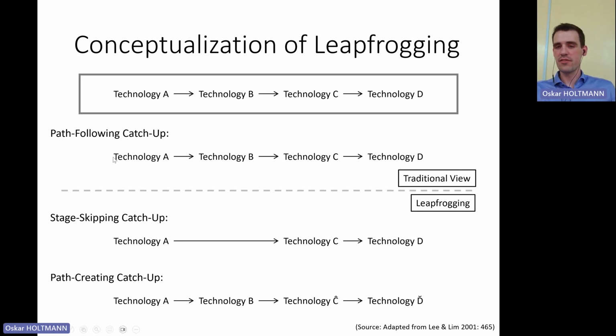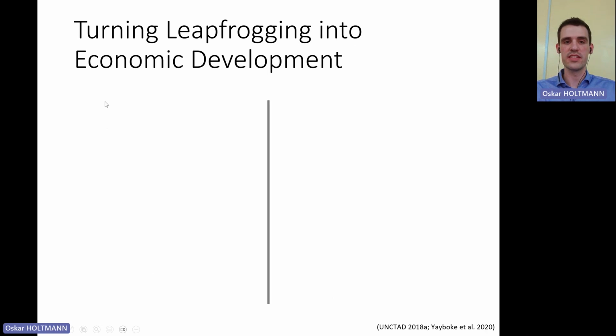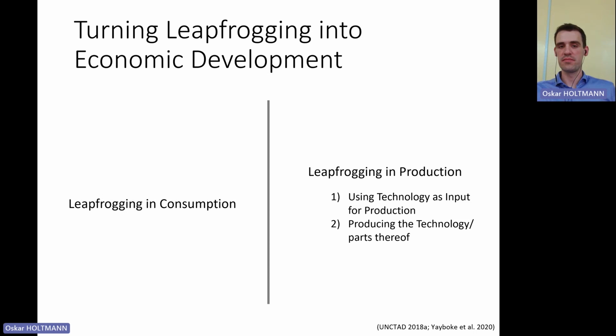With the two examples that I've given you, mobile phones and M-Pesa, you might already see a little bit of a difference between those two instances. This is actually what researchers point towards very, very frequently when it comes to leapfrogging, that there's a difference on the one side between leapfrogging in consumption and leapfrogging in production. So leapfrogging in consumption would be exactly that very rapid spread of mobile phone technology around lower income countries.